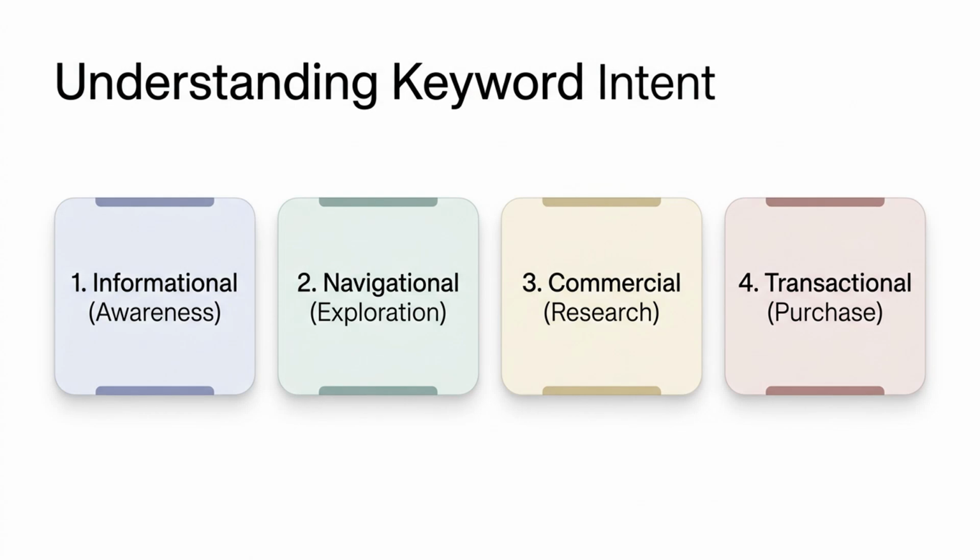Moving right along, let's look at how we categorize what a user is actually trying to do when they search. This is known as keyword intent. The 4 main buckets are informational, where the user wants to learn; navigational, where they are trying to reach a specific website; commercial, where they are researching options; and transactional, where they are ready to take action.